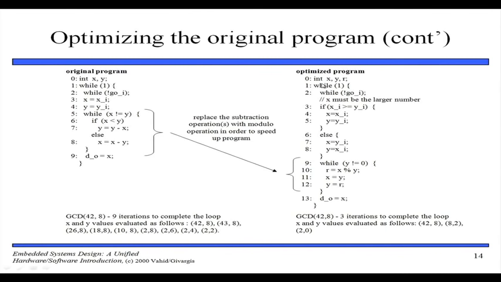So, please bear with me to make that replacement. Here you see in the original one this was the loop: while x is not equal to y, if x is less than y I subtract, else I do the other subtraction. Now, if I replace it here, while y is not equal to 0, say like this.